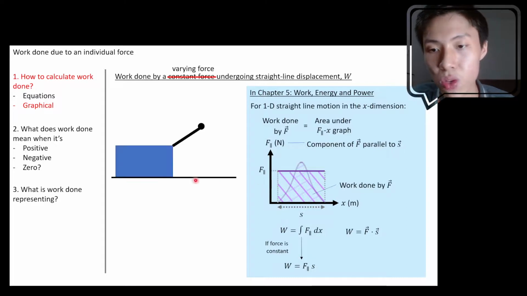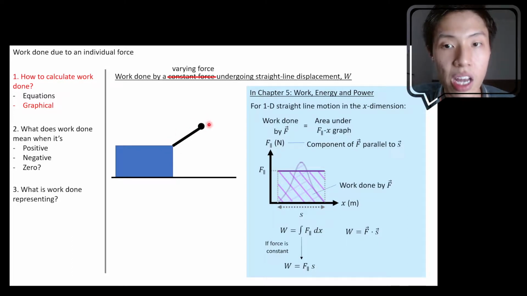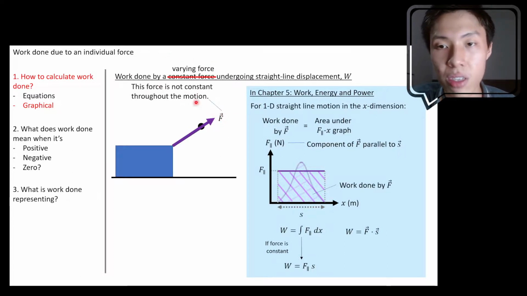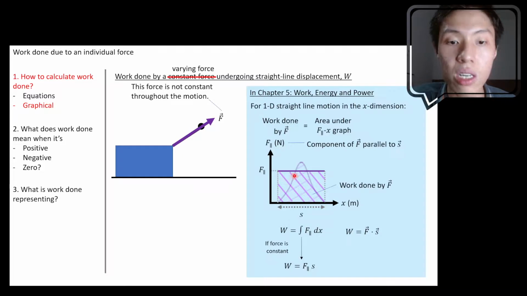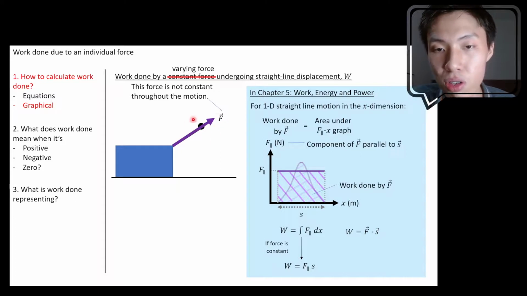So let's consider a situation where you have a block, let's say a luggage trolley, and this luggage trolley has a handle. So let's say you pull on the trolley handle using a force F. For this situation, we know that this F is not constant throughout the motion. If it's not constant throughout the motion, then we need to determine the work done using a graphical approach. For a constant force only, we can use the equation. But the idea is this force can be broken down into two components: the component that is parallel to the ground, which is parallel to the displacement, and a component which is perpendicular to the ground, which is perpendicular to the displacement.